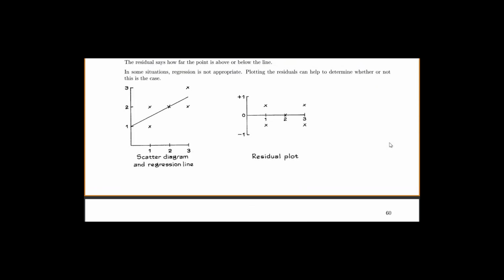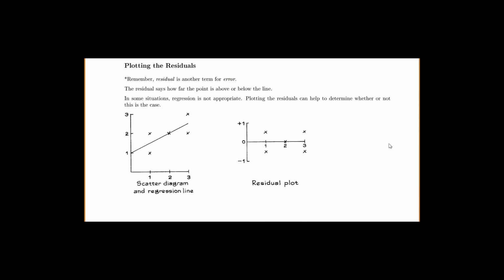Now let's talk about plotting our residuals. Remember, a residual is just another term for the error. Our residual, or our error, tells us how far our point is above or below the line. In some cases, regression is not appropriate, and plotting residuals can help us determine whether or not regression is appropriate. So this is how you do a residual plot.